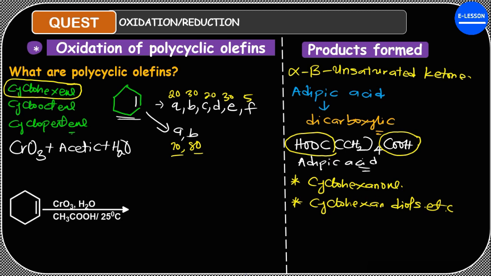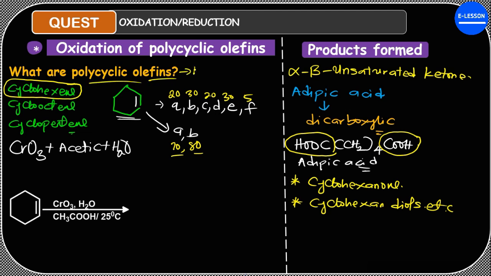Are you getting it now? Instead of getting cyclohexanediol, you'll be having cyclooctadiol, etc. Do you get it now? But these are the products that are formed from the oxidation of polycyclic olefins.